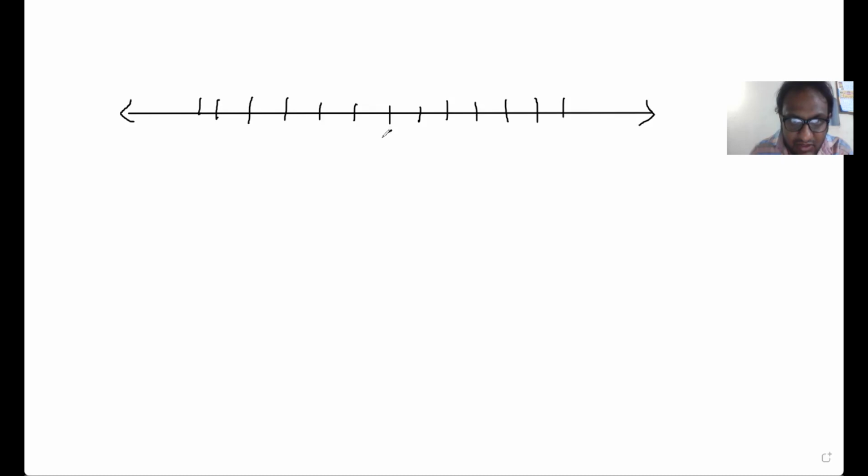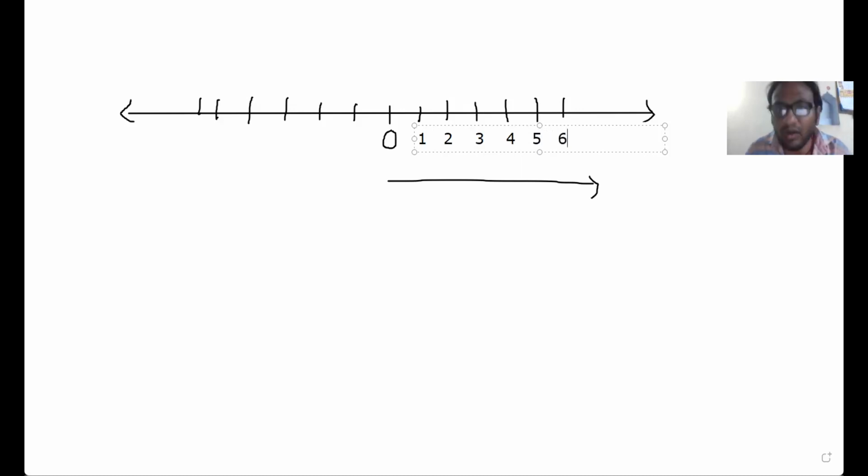Suppose we place the value zero at the center, which is neutral, and the values to the right of zero are positive numbers. These are the positive numbers, so the values like one, this is two, this is three, this is four, this is five, and this is six, and so on.